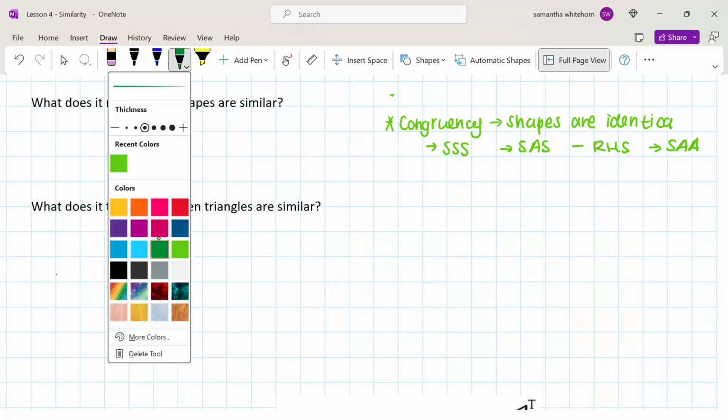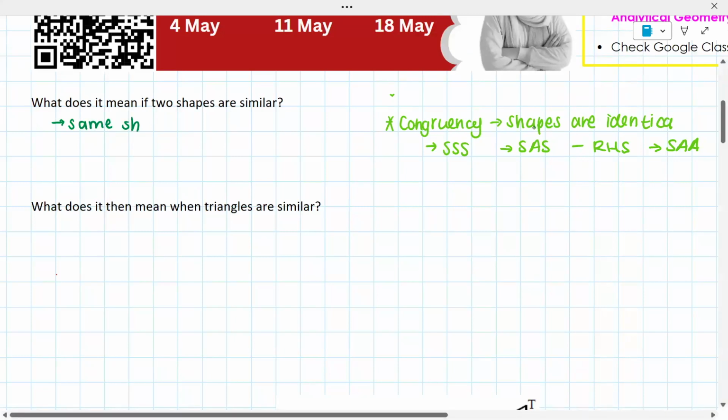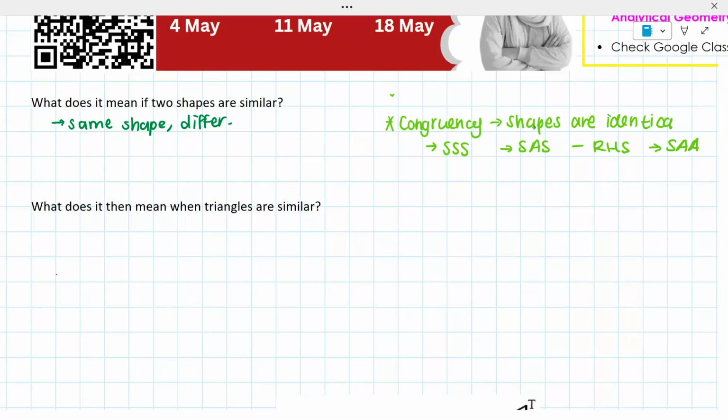similarity deals with shapes that are the same, but are different sizes. They're in proportion. Let's actually reword: the same shape, but different sizes. And really importantly, when we say different sizes, we're talking about them being in proportion. So it's not just a random size difference.